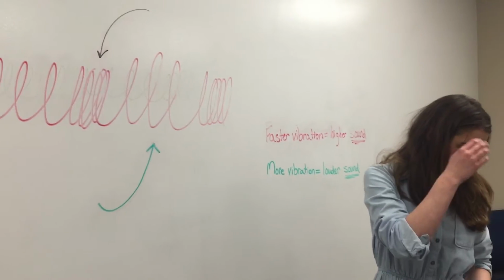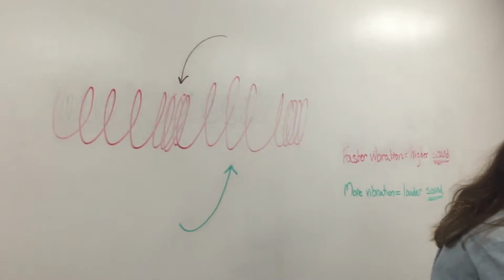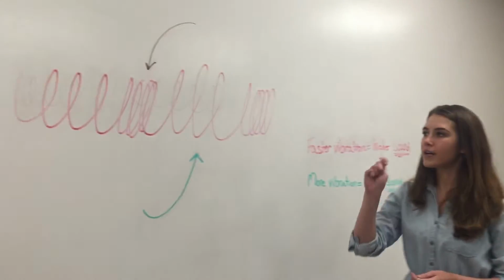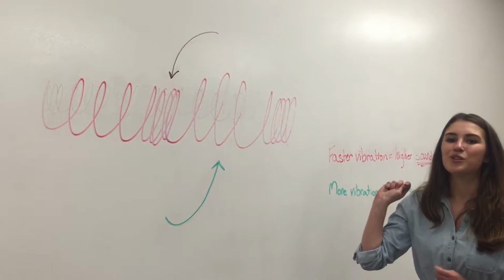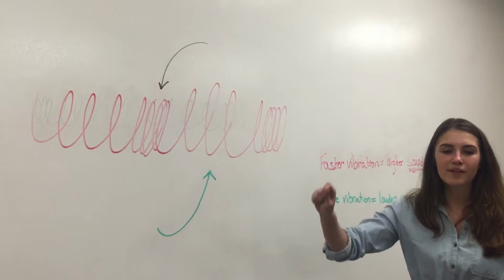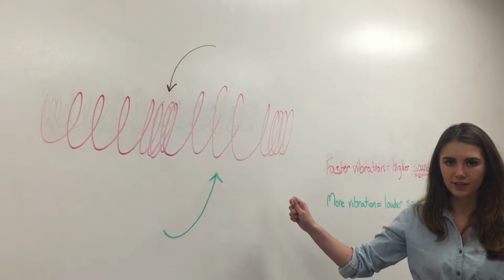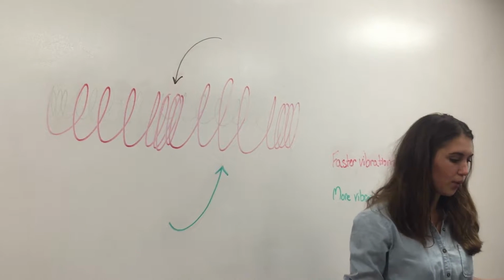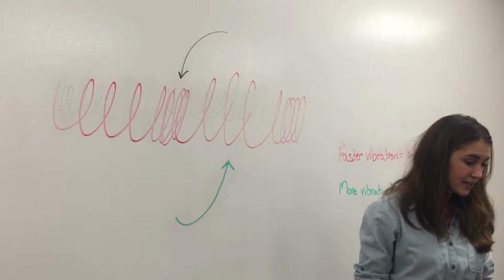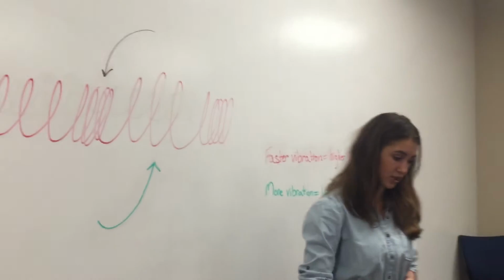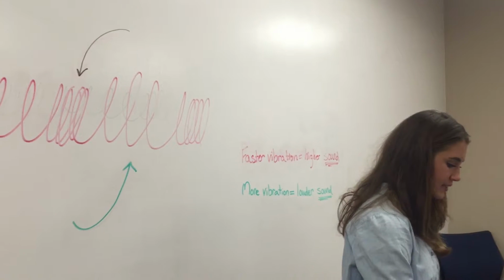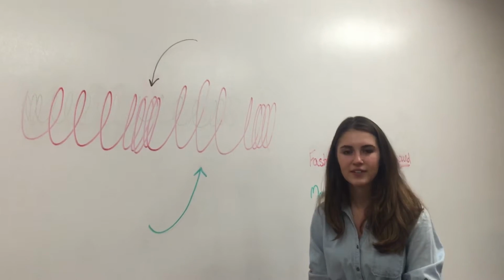Good. Now that you've drawn your sound waves, I want you to draw a bracket from one compression to the next compression. And then I want you to do the same thing from one rarefaction to the next rarefaction. These are called wavelengths, and wavelength is the distance between 2 compressions or 2 rarefactions. And wavelengths help us to determine the pitch of a sound.